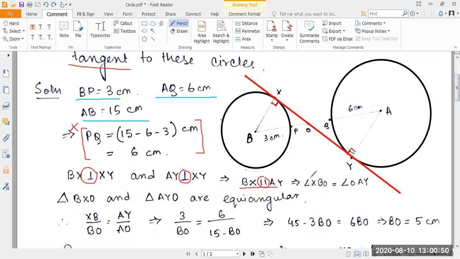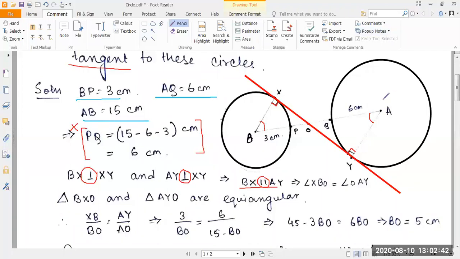So now what I take is these two angles. So I take XBO and I take OAY. So I take this angle and I take this angle. Now from your knowledge of parallel lines, of course you know that.